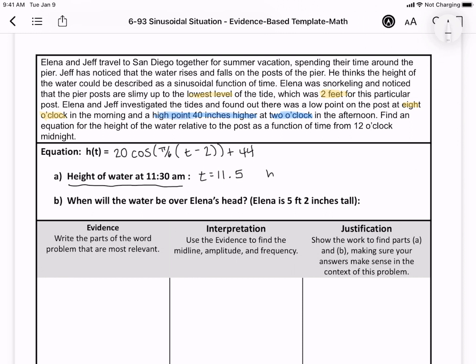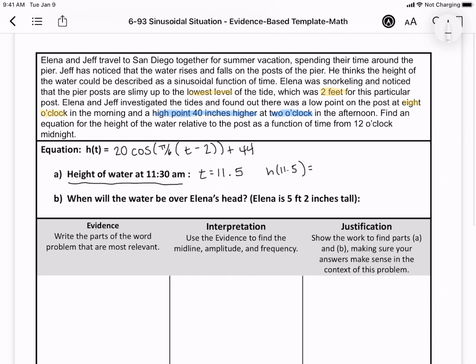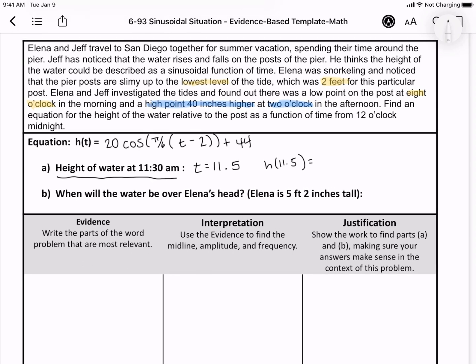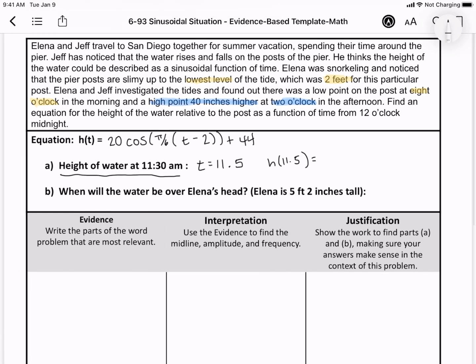So what we are calculating here is h of 11.5 and plugging it in to figure out how high the water is at that time. And so I will let you do that on your own. So practice plugging in, and you can use a Desmos calculator to figure out the height and make sure your final answer is in inches.